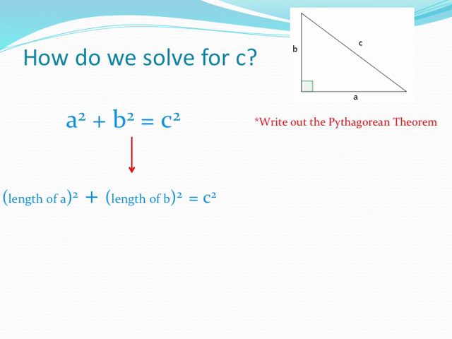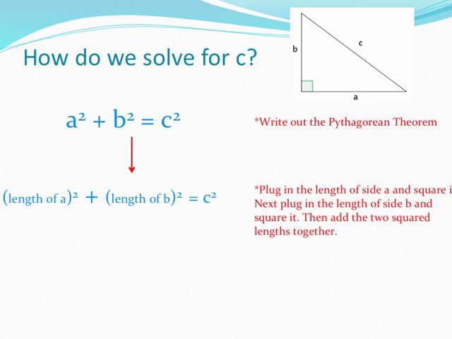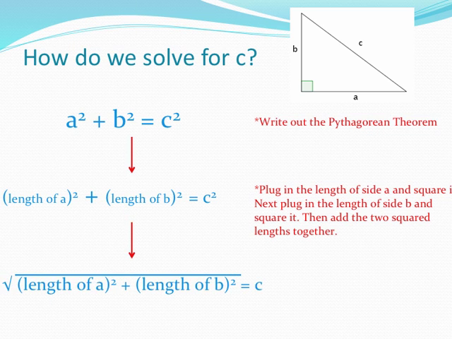So we're going to replace A, the variable A, in this equation with however long side A is, whether it's 5 or 6 or 10 or a half. And we're going to replace B with however long B is. And we're going to square A and square B and add them together to get C squared. Once we've done that, we're going to take whatever we got when we had A squared plus B squared, and we're going to square root it. That'll give us plain old C by itself. This might be easiest to see with an example.